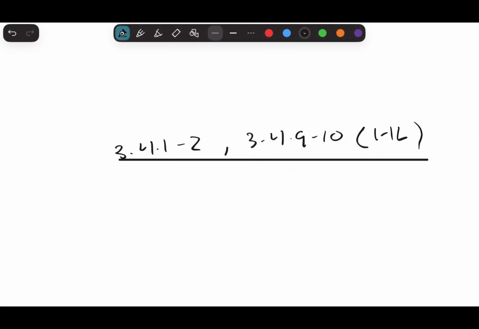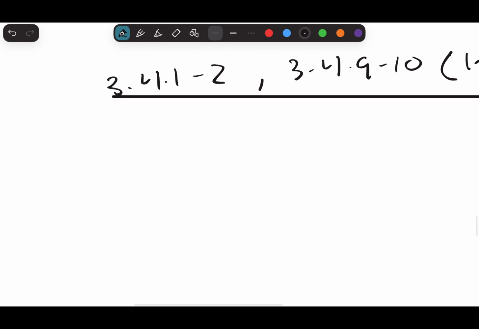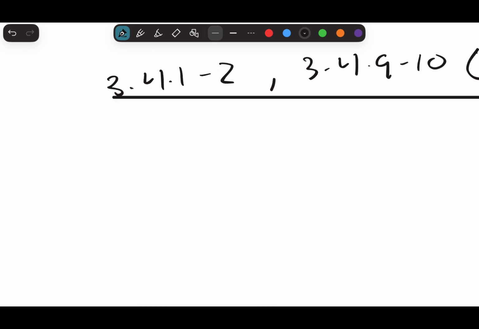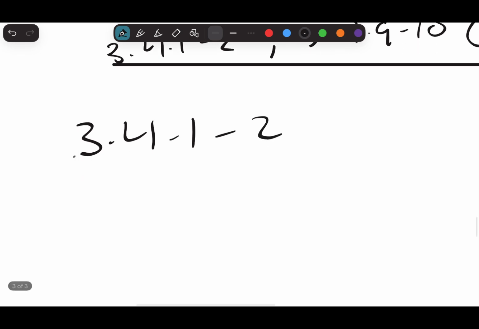All right, so let's continue. This is Reactivity 3.4.1, 3.4.2, which is both SL and HL, and there's now 3.4.9 to 10, which is HL. So what you would have to know for this one is, let's start with the SL part, 3.4.1 to 3.4.2.